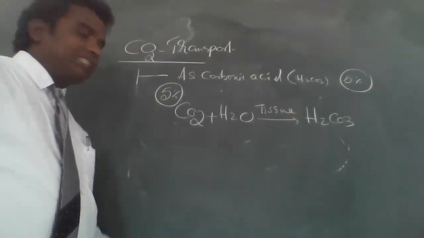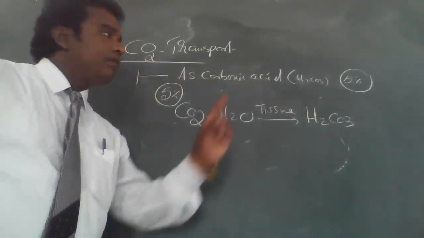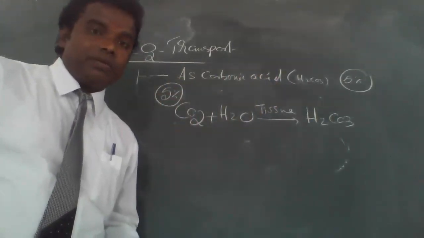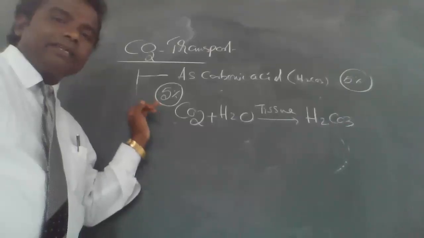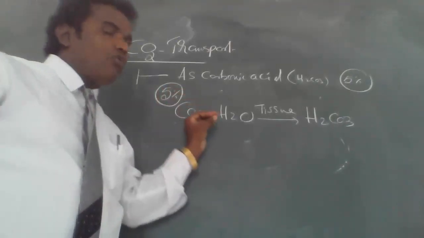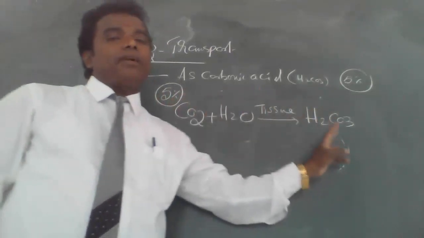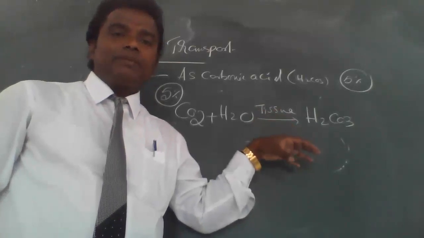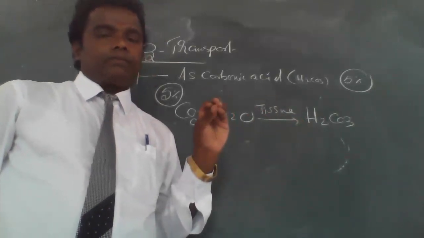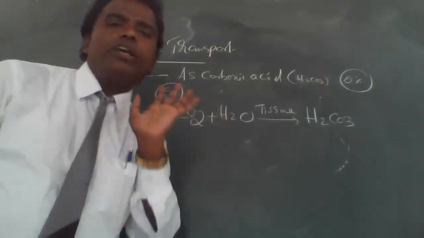Once more, I repeat: as carbonic acid, how much percentage does it carry? 5% transport takes place. In the plasma, 5% of carbon dioxide dissolves in the water of the plasma to form carbonic acid. This reaction takes place in the tissue, and it is a very slow reaction.